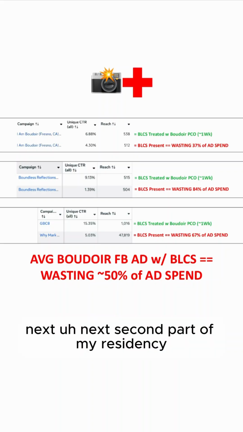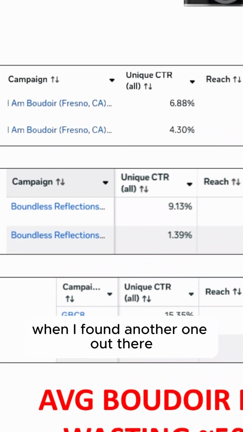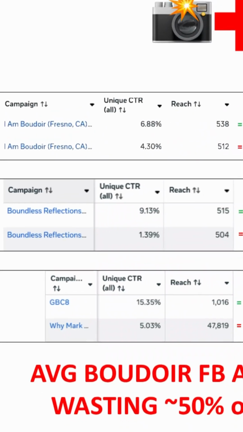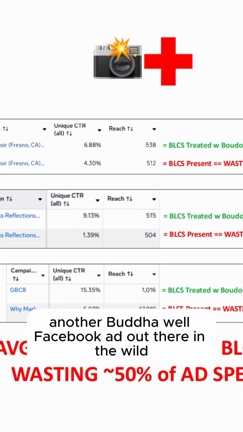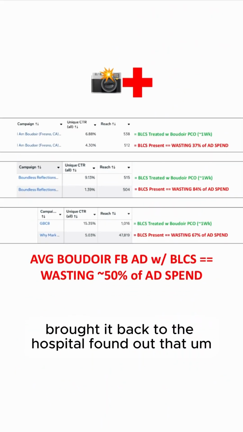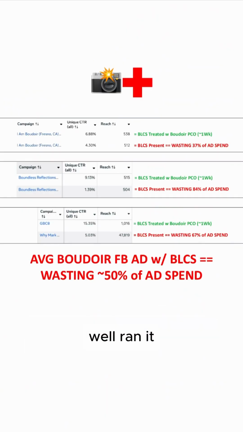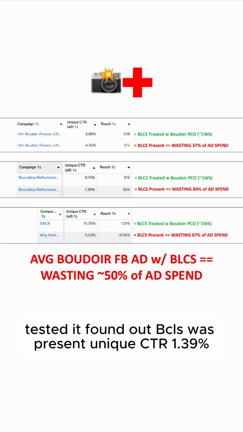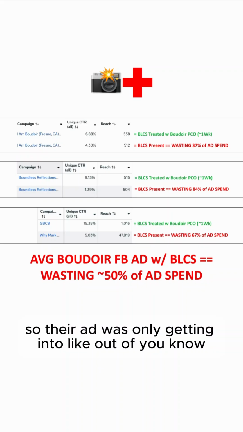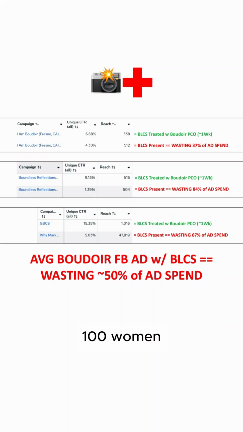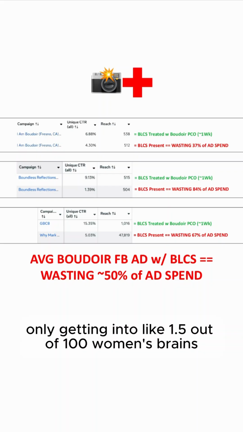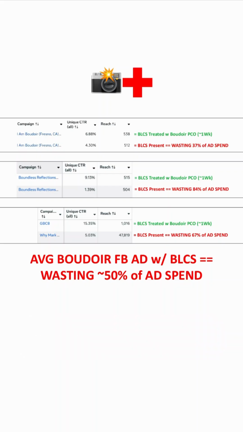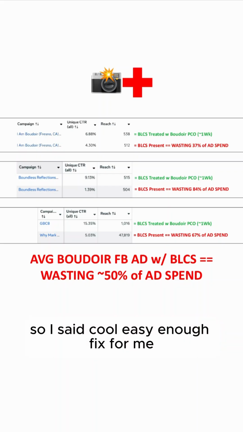Next, the second part of my residency, I found another Boudoir Facebook ad out there in the wild, brought it back to the hospital, ran it, tested it, and found out BLCS was present, with a unique CTR of 1.39%. So their ad was only getting into like 1.5 out of 100 women's brains. So I said, cool, easy enough fix for me.